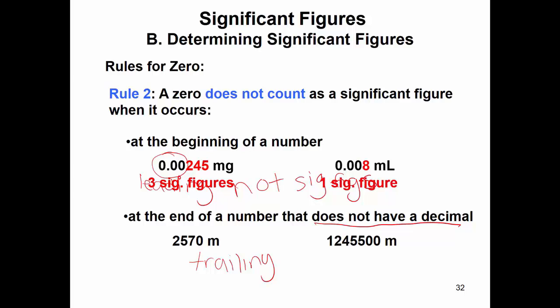Here we only have 1 significant figure because all 3 of these zeros are leading, or in the beginning. This 0 is not significant. You don't cross it out necessarily, but I'm just showing you that it would only have 3 significant digits. And then if you look here, we have 5. These 2 zeros are trailing and there's no decimal place to be found.